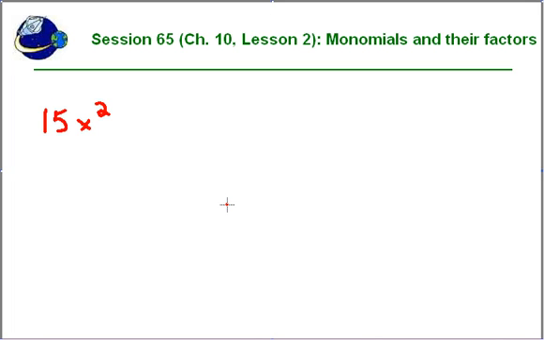In session 65, we're going to be addressing monomials and their factors. In the last lesson, we looked at determining the greatest common factor for particular numbers. We also looked at how to figure out the factors for a number, especially its prime factors. Now we're going to take it one step further, and we are now having an algebraic phrase.